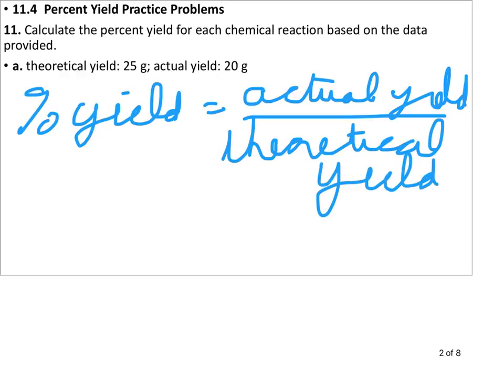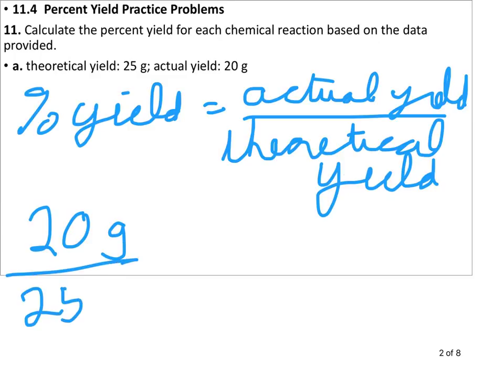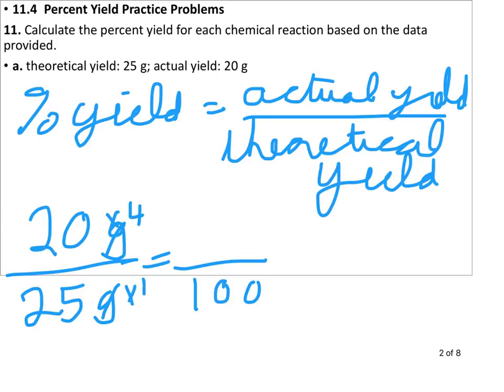So for this problem, all we need to do is take 20 grams divided by 25 grams. The grams divide out. If the bottom number happens to go into 100, it's real easy to do without a calculator, because percent just means out of 100. So if I just multiply 25 by 4, I get 100. So I do 20 times 4, get 80, which means we got 80% yield.